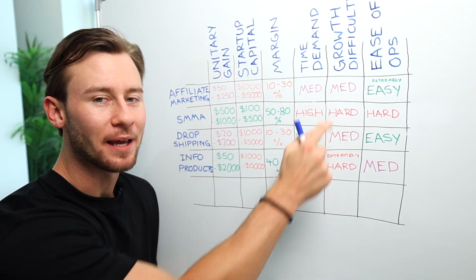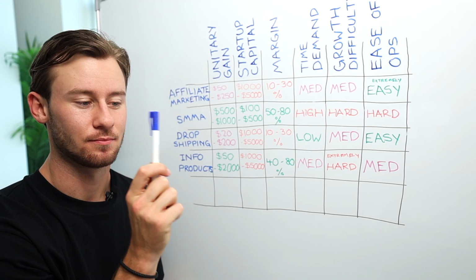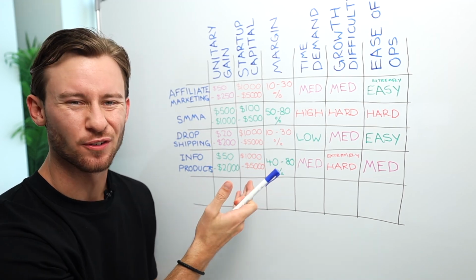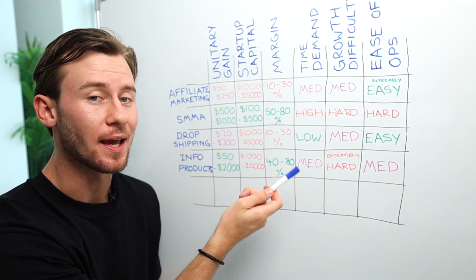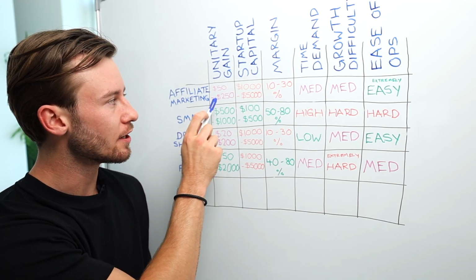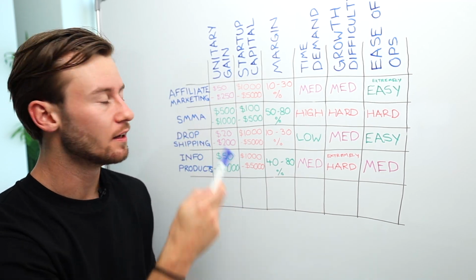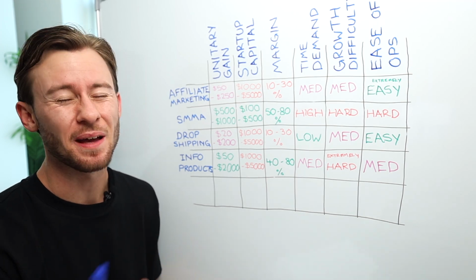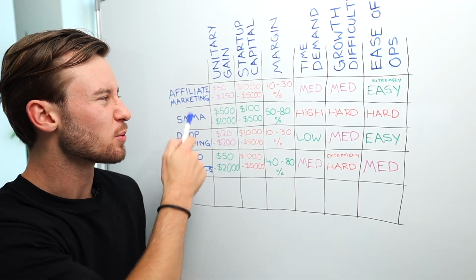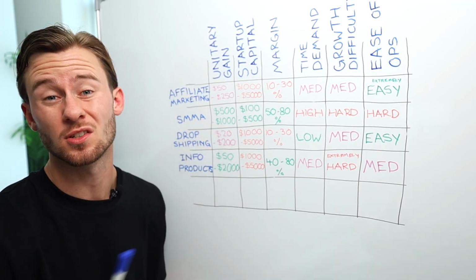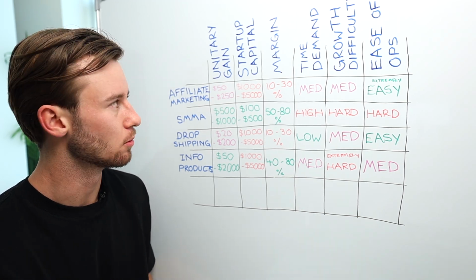Now, anywhere I've got pink, I didn't have a yellow marker, and yellow would be kind of difficult to see on the video. So we've got it in pink. This is the middle ground. Unitary gain, for every sale you're getting, affiliate marketing, look, the commission, depending on what you're selling, could be anywhere between $50 to $250. So it's not so bad. It's not amazing, but it's not terrible.